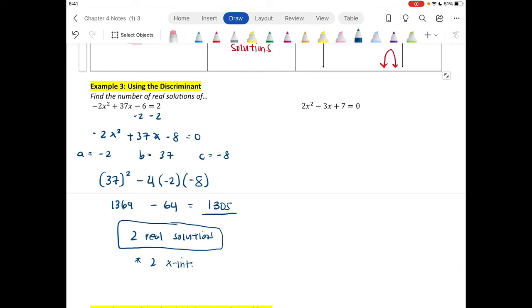The next example is already in standard form for you, so you just need to identify A, B, and C and plug it into the discriminant, and then use your table above to interpret the number of solutions. Go ahead and pause the video.